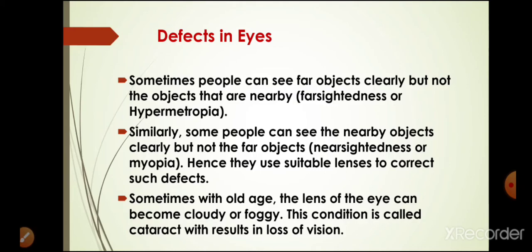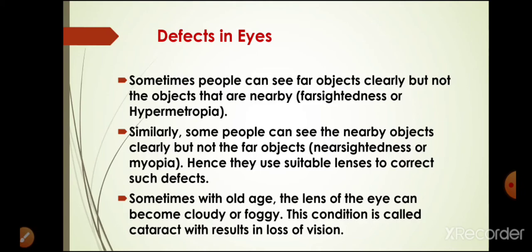First, we will talk about hypermetropia. What is hypermetropia? A person with hypermetropia can see distant objects clearly but cannot see nearby objects. So it is also called long sightedness. Students, spectacles with convex lenses can improve the vision of a hypermetropic person.